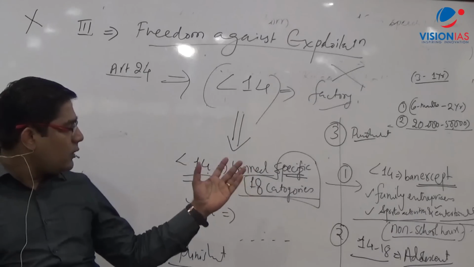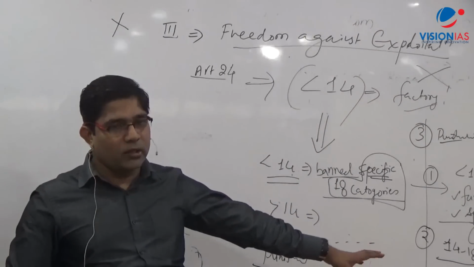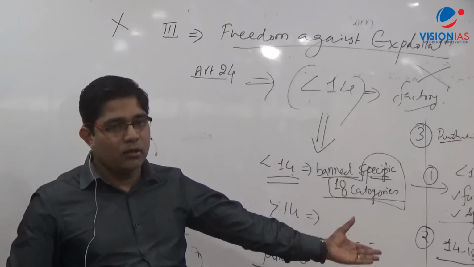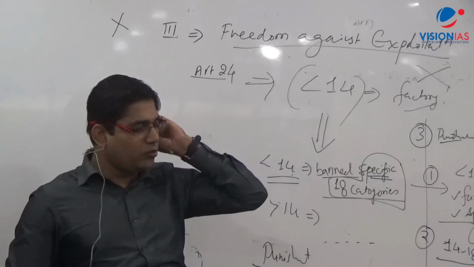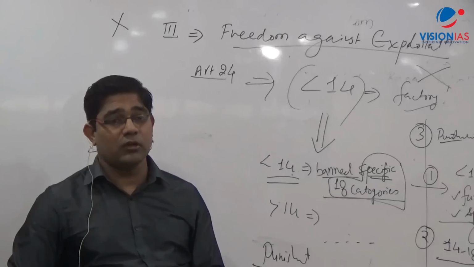First, less than 14 ban except 3. This is the new category altogether. Okay, adolescent, this term was not there in the earlier act. जो भी amendment आएगा, 14 and 18, they are calling it adolescent as a new category, and the punishment has been more stringent.